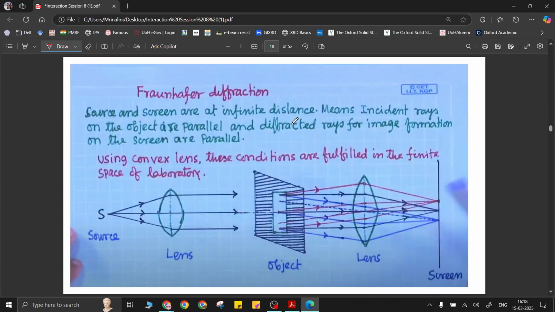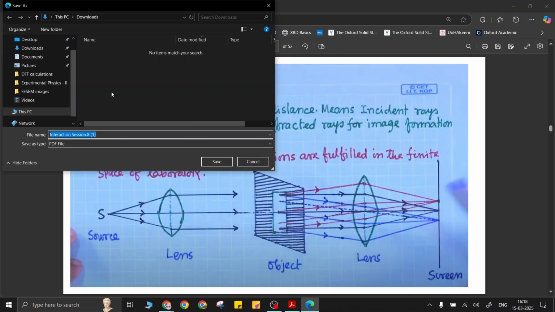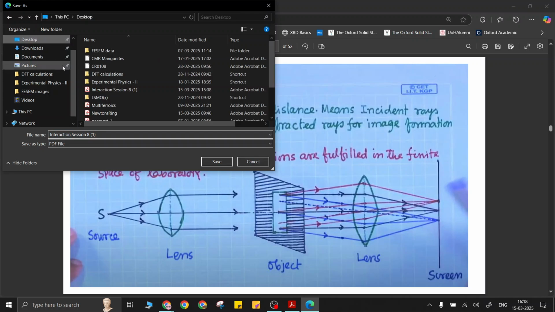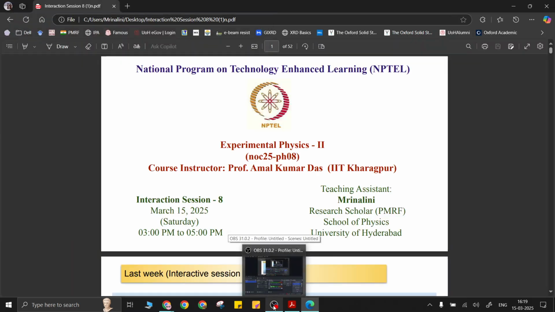Now I think we can start discussing the numericals based on this. Let me just save things till now.